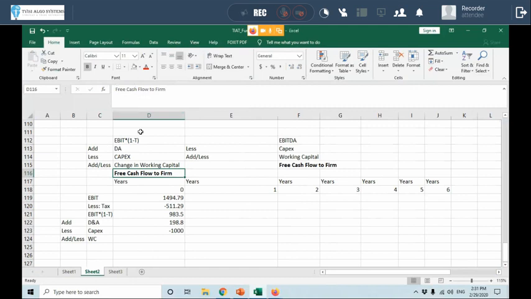Okay, so it is EBIT into 1 minus tax rate. You add your depreciation and amortization. Whatever net capex you do, you will deduct, and whatever is the new addition in working capital, you will deduct that. If there is low working capital and you don't require it, you will add it back. Whatever is the change.